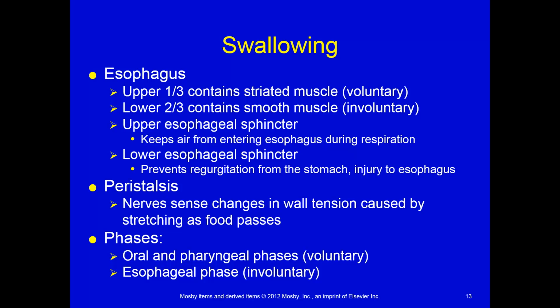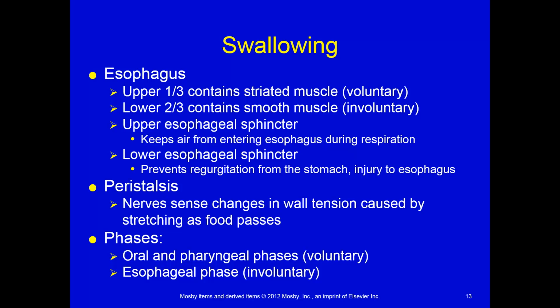Why do we care about that? Why do we care about regurgitation from the stomach back up into the esophagus? The acid is very corrosive and can be very inflammatory and break down the tissue of the esophagus. Very good. So again, you have two different reasons for those upper and lower esophageal sphincters. Good. All right.